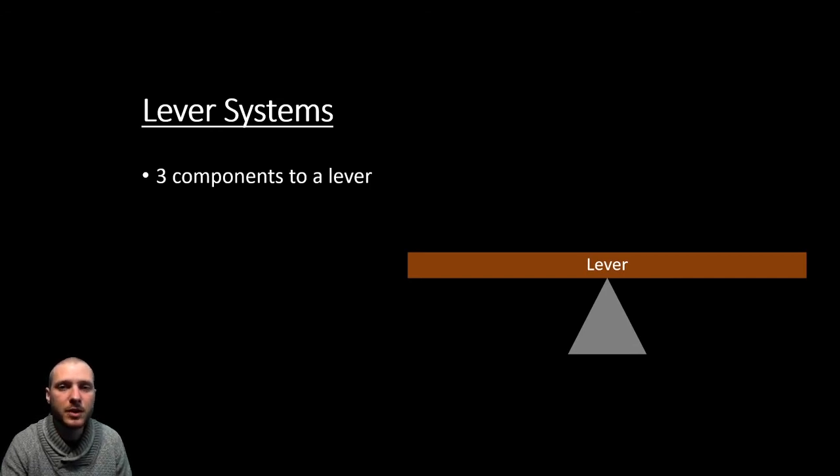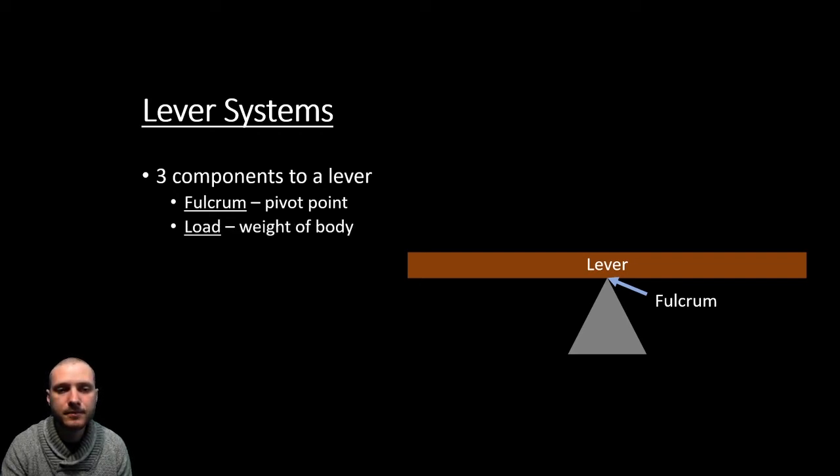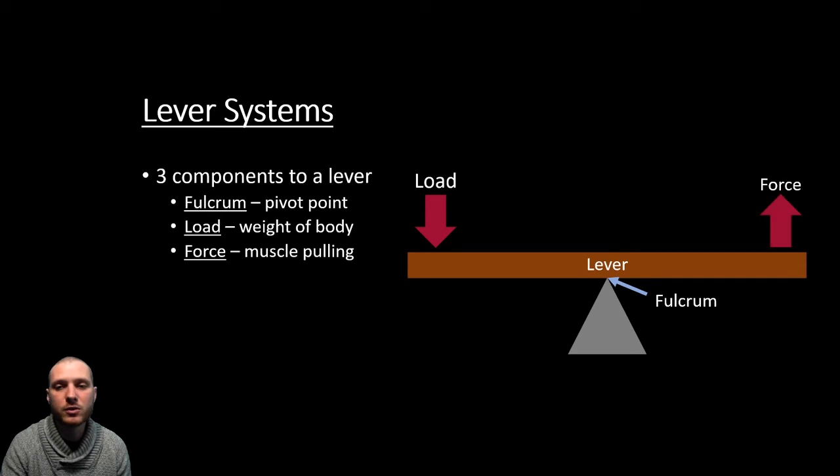So when we talk about levers, there's going to be three major components that make up what a lever is. The first one is going to be the fulcrum, and this is going to be the pivot point. So if this is our seesaw, this is going to be the fulcrum in the center. And then on each side of that fulcrum, we're going to have different components. On the one side, we're going to have the load. In the case of the body, this is going to be the weight of the body or the weight of the limb that we're trying to move. And on the other side, we have the force or the effort, where the effort occurs. And this is the spot where the muscle does the pulling.